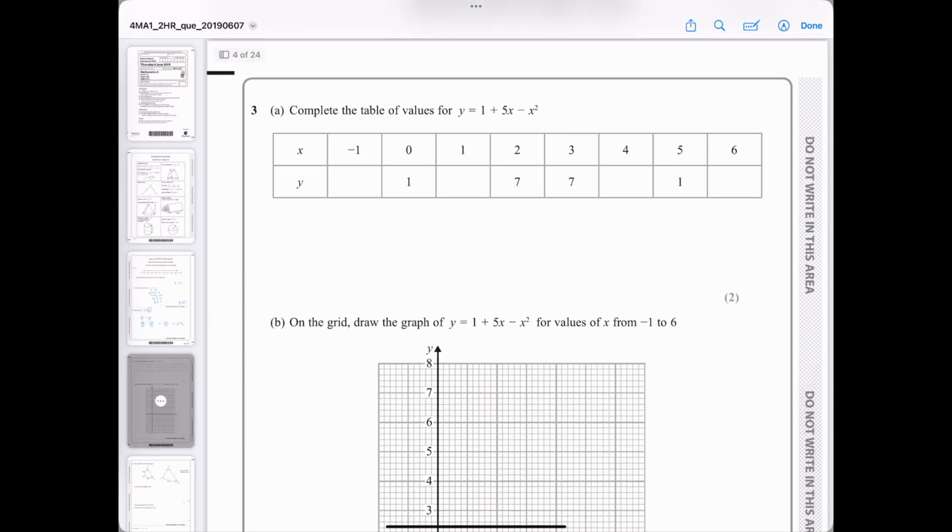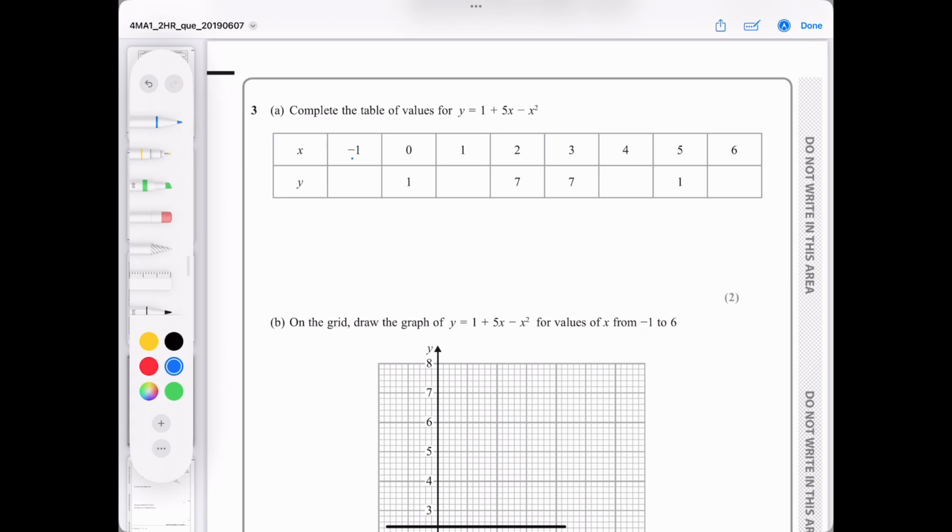Right, complete the table for these values. So we know y equals 1 plus 5x minus x squared. All you do is put the minus 1 in wherever you see x. So we'll start off with 1 plus 5, and then we'll put that there, minus that squared. So minus 1, minus 1. That means 1 minus 5, and that's minus 1, because minus 1 squared is 1. So that would be 1 minus 1 is 0, so that's minus 5.